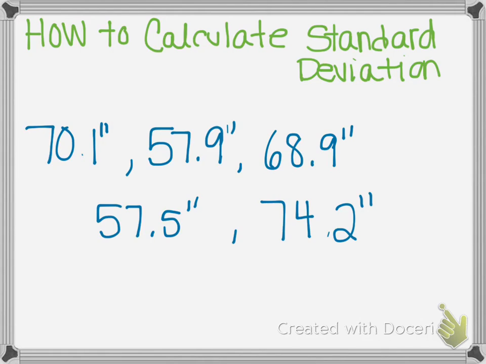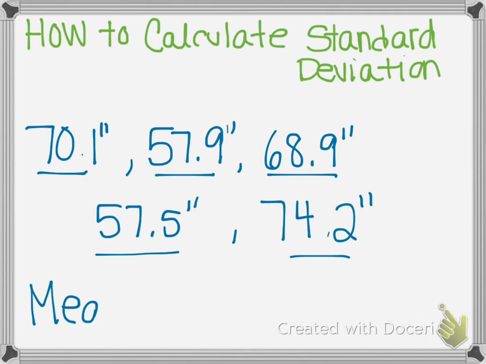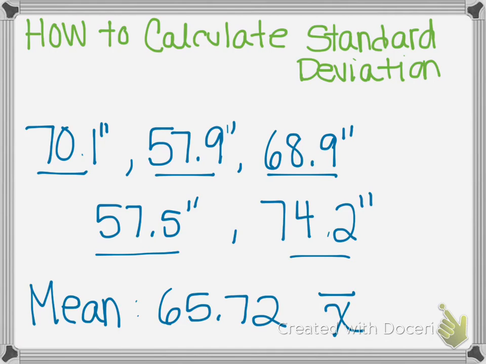Okay, so our first step is to take each of these data sets together and find the mean. So you can do this in your calculator, or you can add all 5 up and then divide by 5. And when we do this, my mean value is 65.72. And this is the symbol for mean. We call it X bar because it has this bar over top. So this is our mean. This is step 1 in calculating the standard deviation.